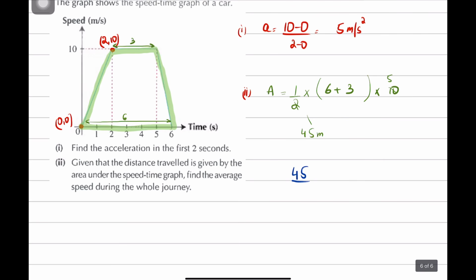It's 6. So 45 upon 6, let's work that out. 7.5. 7.5 meters per second. So there you go. That's it.